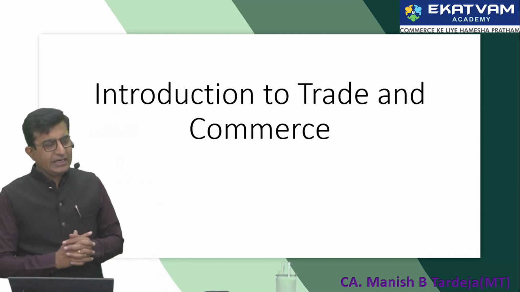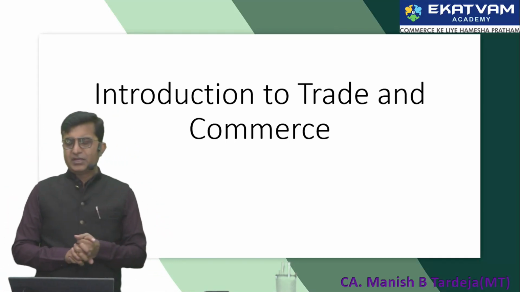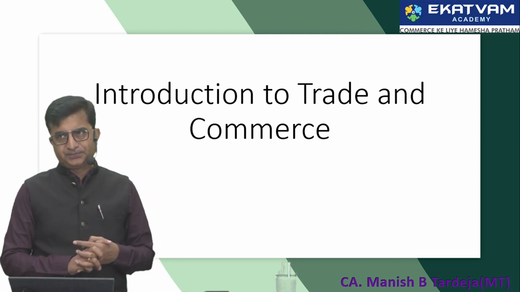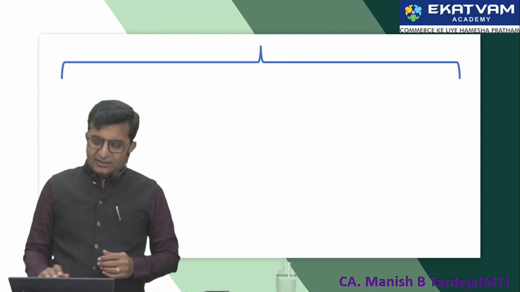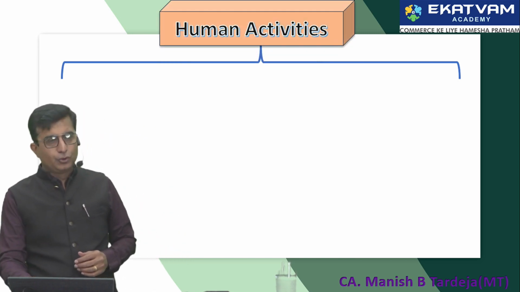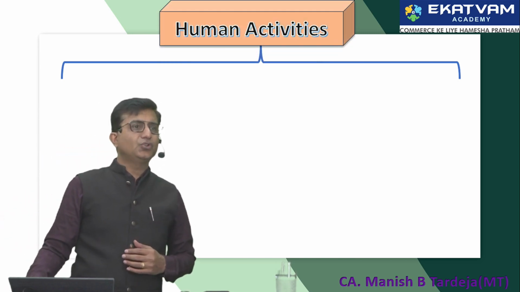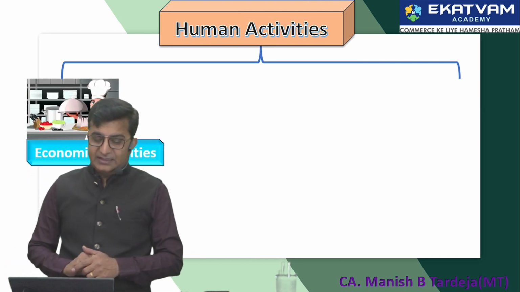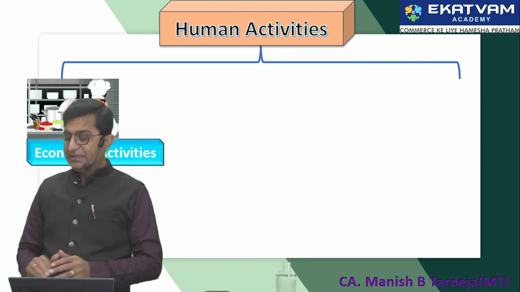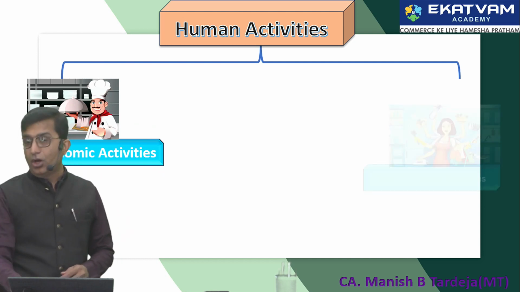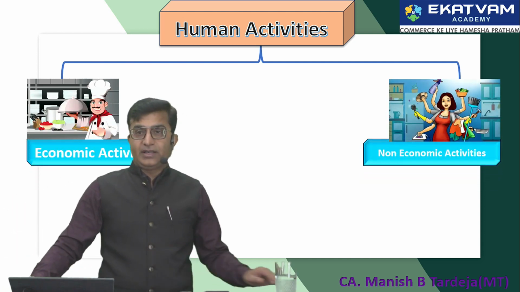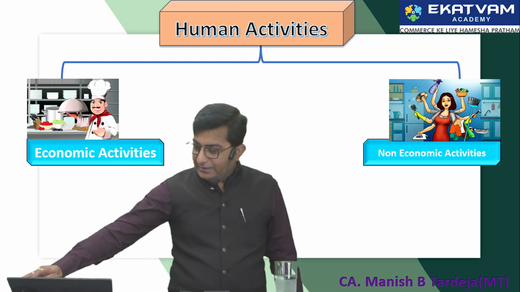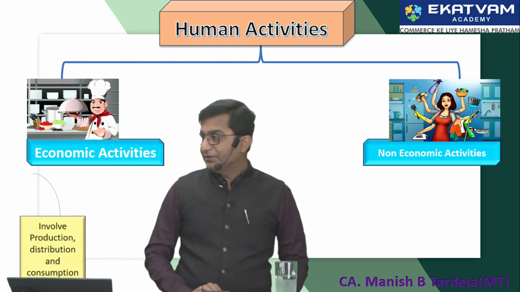Let me come to chapter number 1 of your OCM syllabus, and that is Introduction to Trade and Commerce. जैसा कि आप जानते हैं, अगर कमर्शियल एक्टिविटीज की बात की जाए, अगर ह्यूमन एक्टिविटीज की बात की जाए, तो द ह्यूमन एक्टिविटीज आर प्राइमरीली डिवाइडेड इनटू टू. One, that is the economic activities, and second are the non-economic activities.